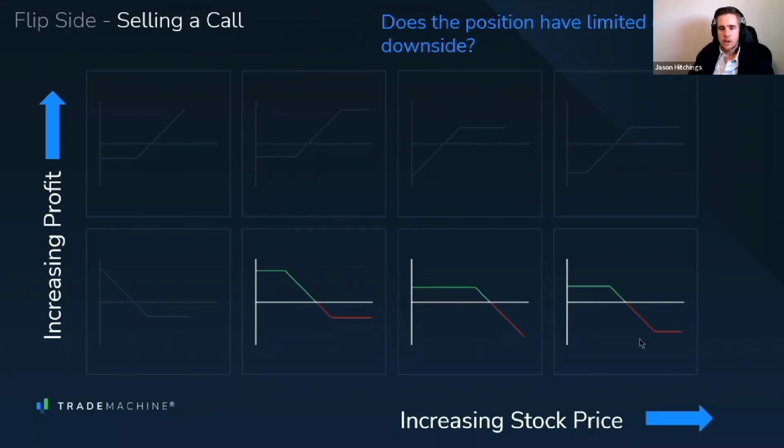Now, question of downside: if you're selling a call, what's your worst case scenario? Well, your worst case scenario is that the stock goes to $1 million and that you have to deliver the stock to someone at $9 a share. And you have to go out and buy it at $1 million a share. So the downside is unlimited. It doesn't have one of these flat lines.